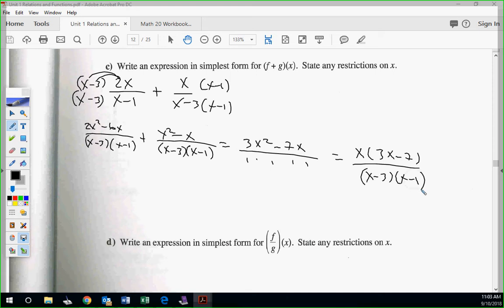Okay, so by adding these functions, what restrictions do we have in the domain now? Right, so we picked up one. x can't be 3, x can't be 1, because we combined the functions. So domain, x can't be 3 or 1. Okay, we got one more for this lesson.